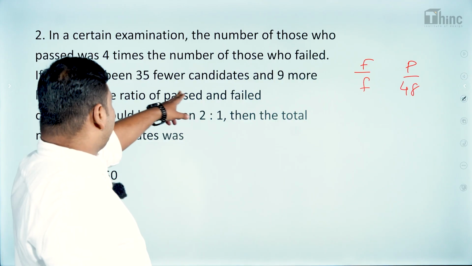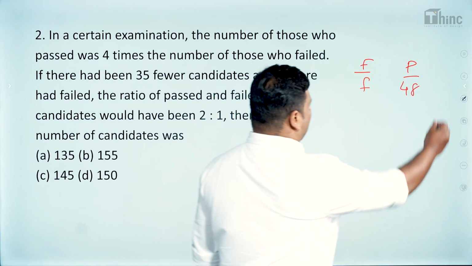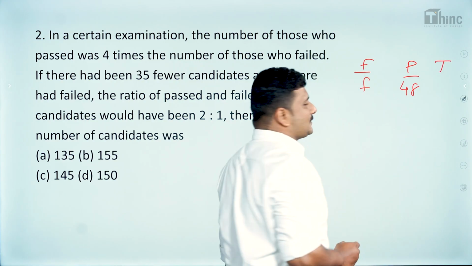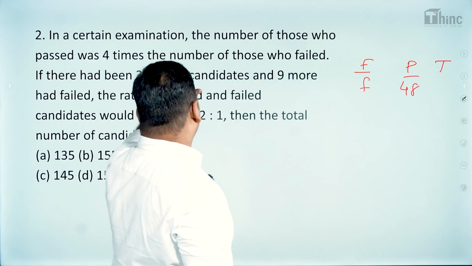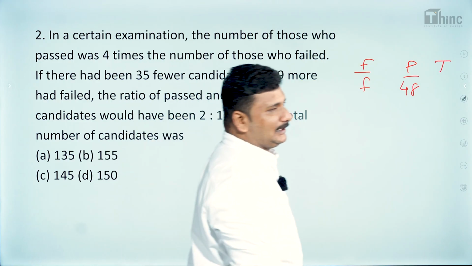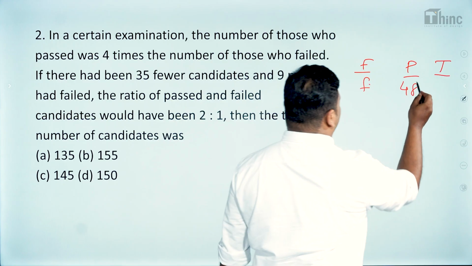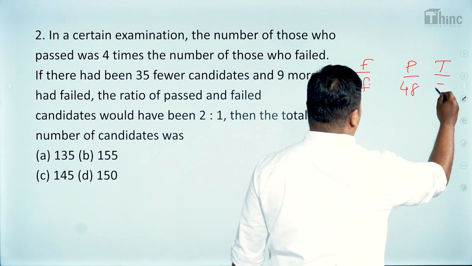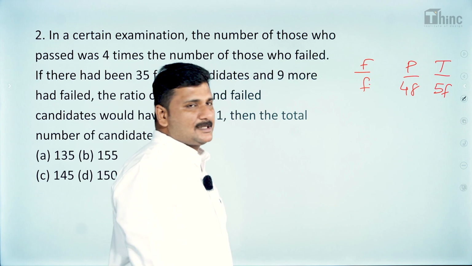If there had been 35 fewer candidates and 9 more had failed, so initially what is the total? Those who failed is F, those who passed is 4F, because those who passed is 4 times those who failed in the initial case. So what will be the total? We know that passed plus failed is a total, right? So it's 4F plus F, which is 5F. So total number of students in the initial case is 5F. I think that much is clear.